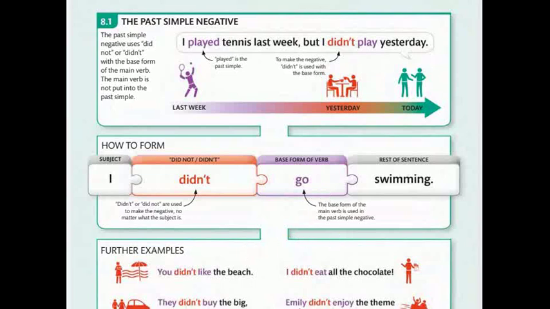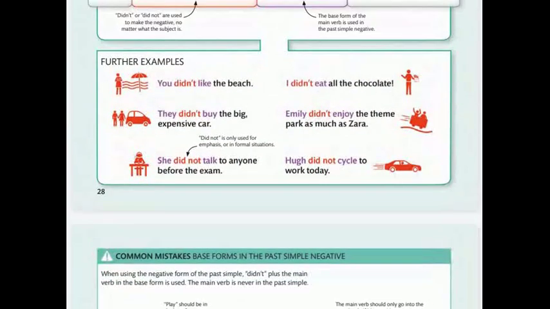Did not or didn't are used to make the negative no matter what the subject is. The base form of the main verb is used in the past simple negative. Subject I: I didn't go swimming. And we can see examples. You didn't like the beach. They didn't buy the big expensive car. She didn't talk to anyone before the exam.